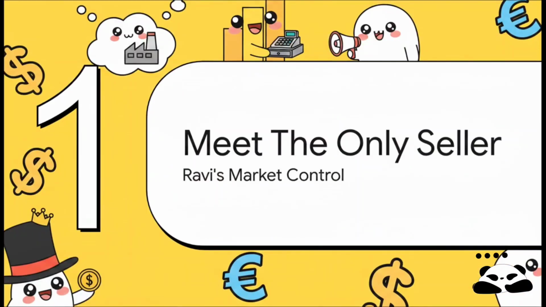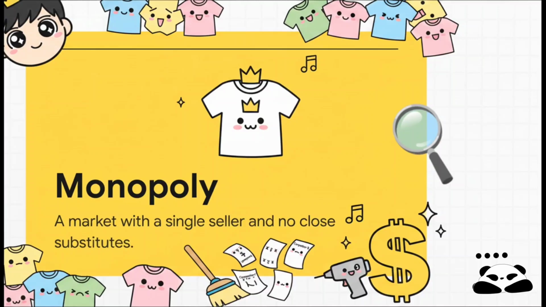All right, part 1, meet the only seller. To really make these concepts stick in your brain, we're going to anchor our whole study session on a guy named Ravi. Just picture Ravi. He has completely vanquished all of his competition. He is now the absolute only seller of t-shirts in the entire market. Zero competitors, no substitutes. This wildly unique position transforms Ravi into the ultimate price maker. He doesn't just sit back and accept the market price, he dictates the whole shebang.